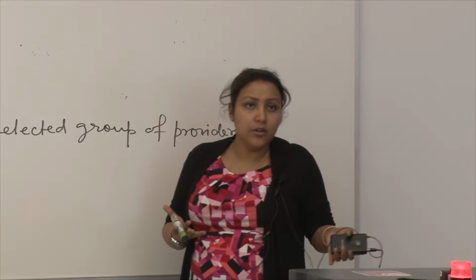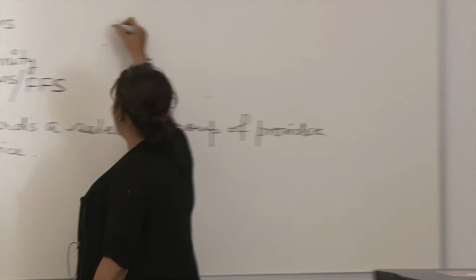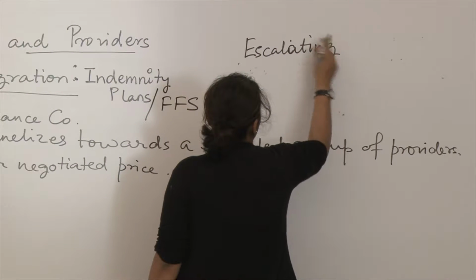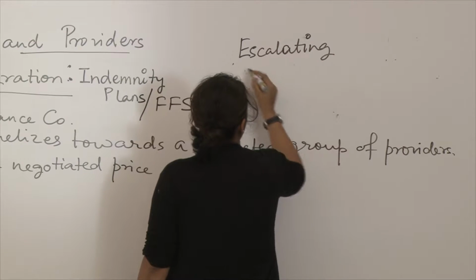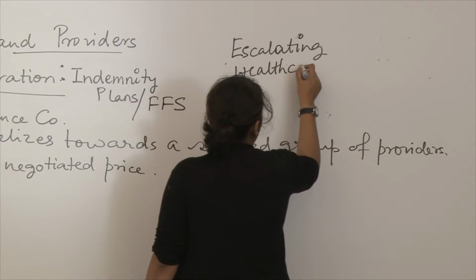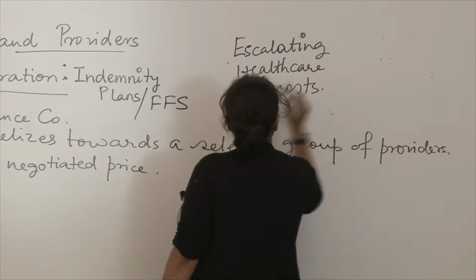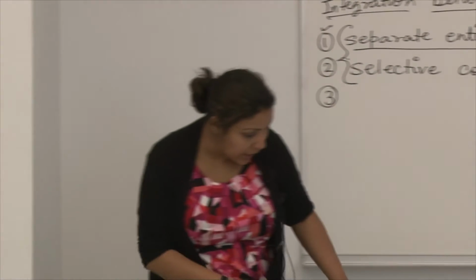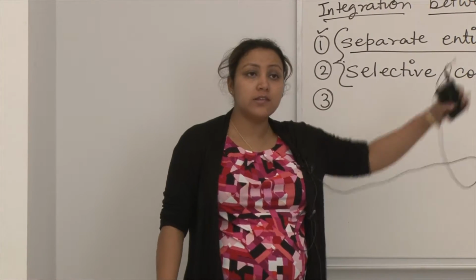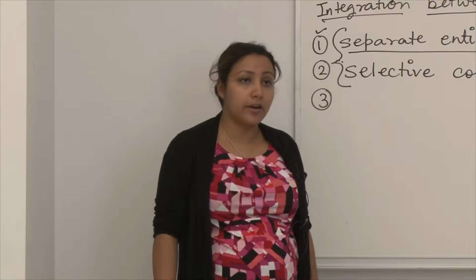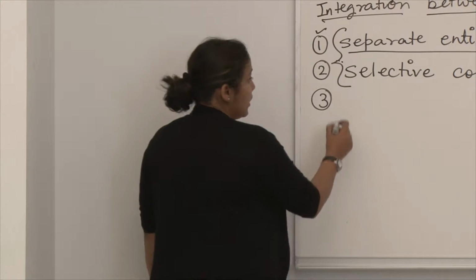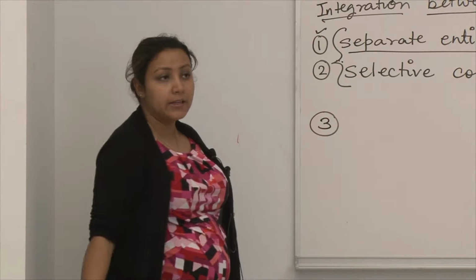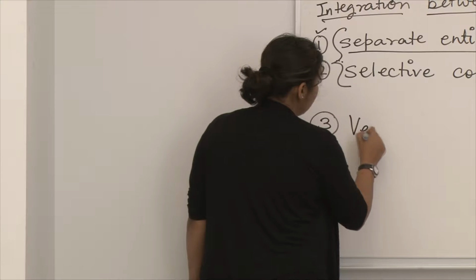So the patients are at the receiving end of escalating healthcare costs. So obviously these are not two good things to deal with. So there must be something else which addresses that problem of very high healthcare cost. That third system, which tries to solve the problem of healthcare costs, is known as vertical integration.